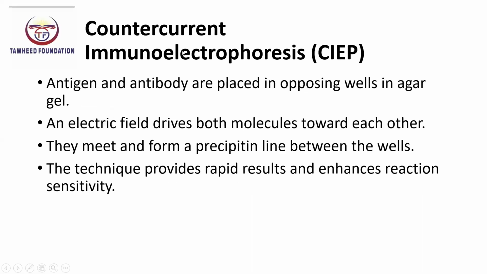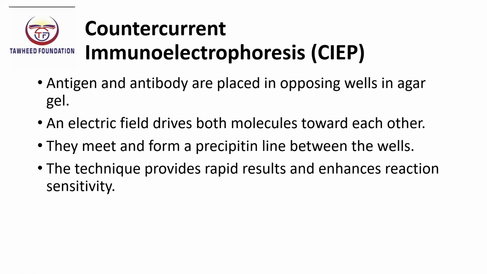Next is countercurrent immunoelectrophoresis, that is CIEP. Countercurrent immunoelectrophoresis is a rapid and sensitive modification of immunoelectrophoresis. In this method, the antigen and antibody are placed in opposing wells cut into an agar gel. When an electric field is applied, the antigen and antibody molecules migrate towards each other. The antigen usually moves towards the anode and the antibody towards the cathode.